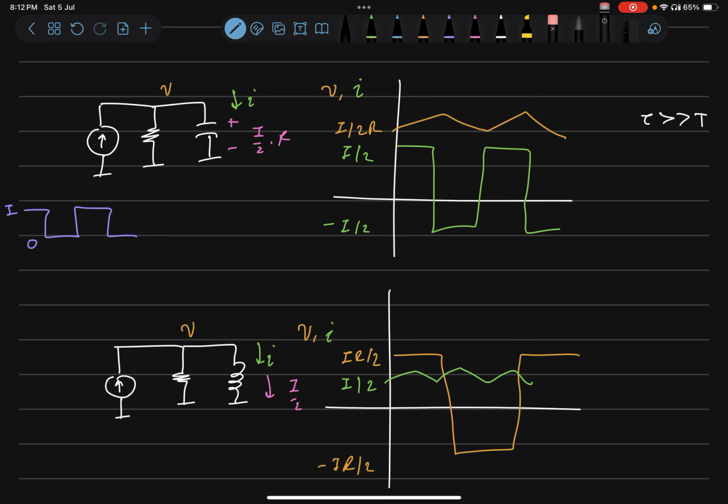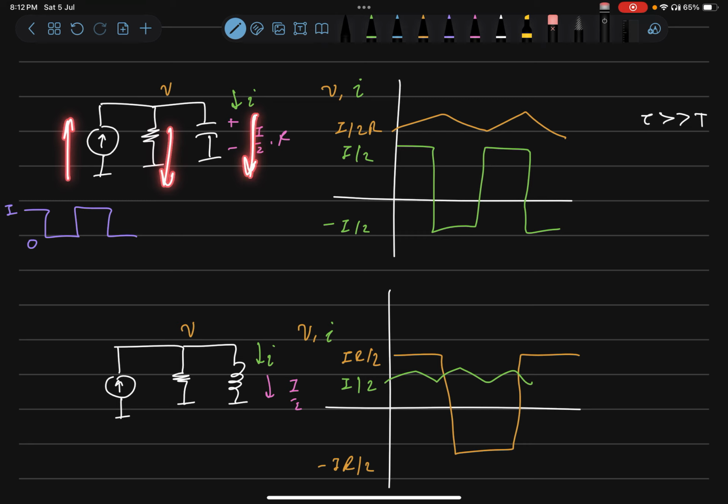Now what about the current? Once you know the voltage, finding the current is very trivial, because you know the voltage at this node, which is IR by 2. So this current through the resistor is always I by 2, because it is IR by 2 across the resistor R. This current is always I by 2 and the source switches between 0 and I. So since this is always I by 2, when the source is I, the capacitor current is also I by 2.